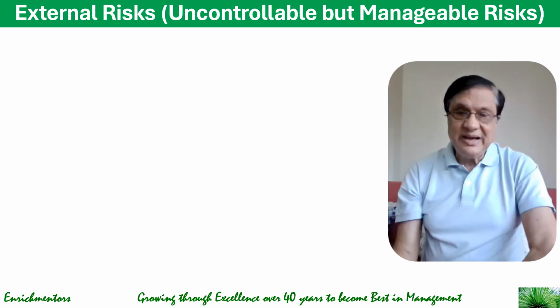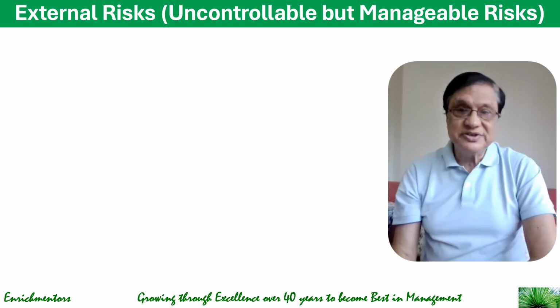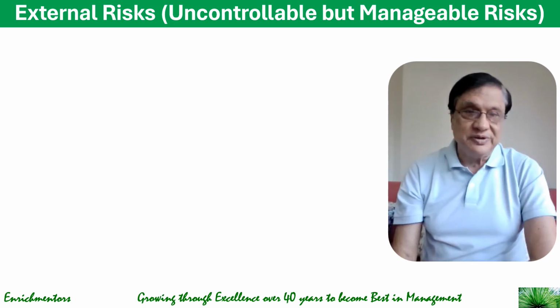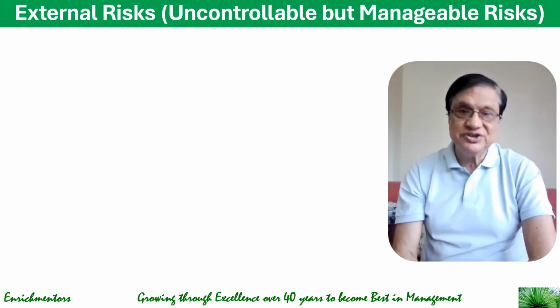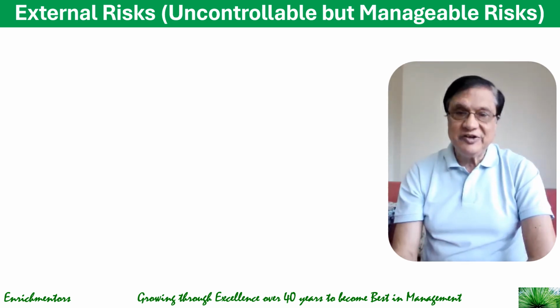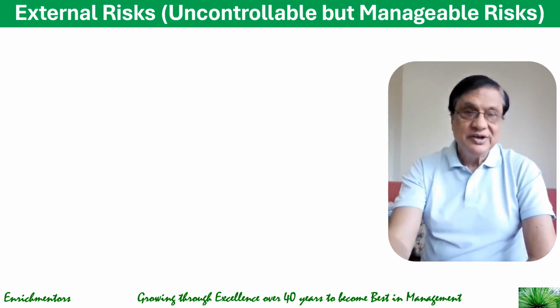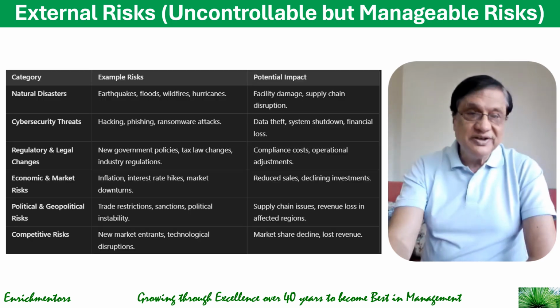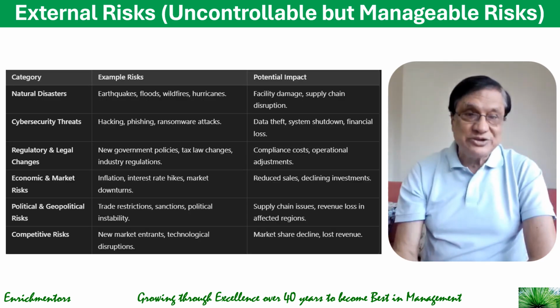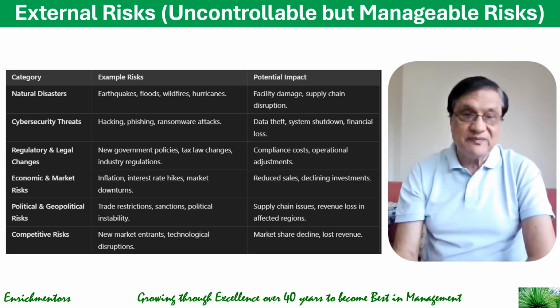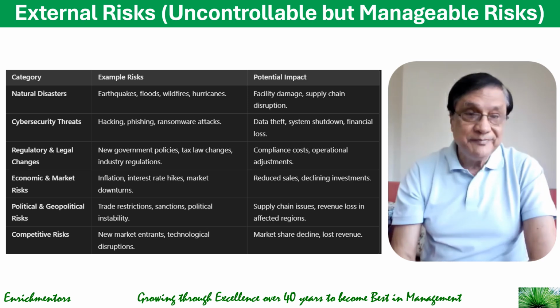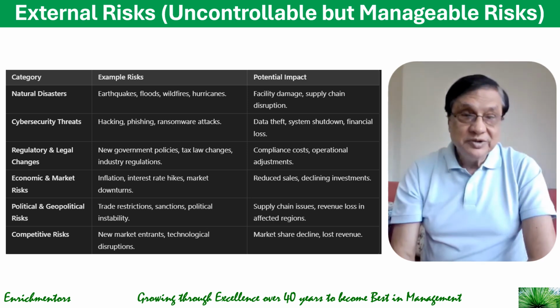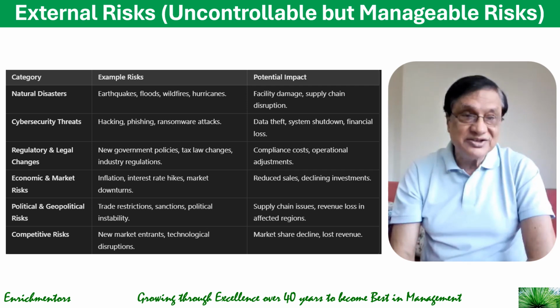Then the second type of risks are the external risks, which are uncontrollable but manageable. These come from outside the organization and require proactive monitoring and adaptation. Now, what are these kinds of risks? This could be in the form of natural disasters like earthquakes, floods, wildfires, hurricanes, etc. There could be cybersecurity risks like ransomware attacks, data hacking, etc.